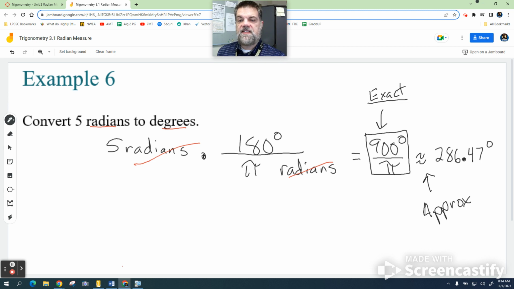So it depends. If you see on the test it says the exact value, you leave it like this. It doesn't really say here, but it's a little easier for degrees if you convert it all the way over to plug it in your calculator. You'll get the same answer. So watch this.